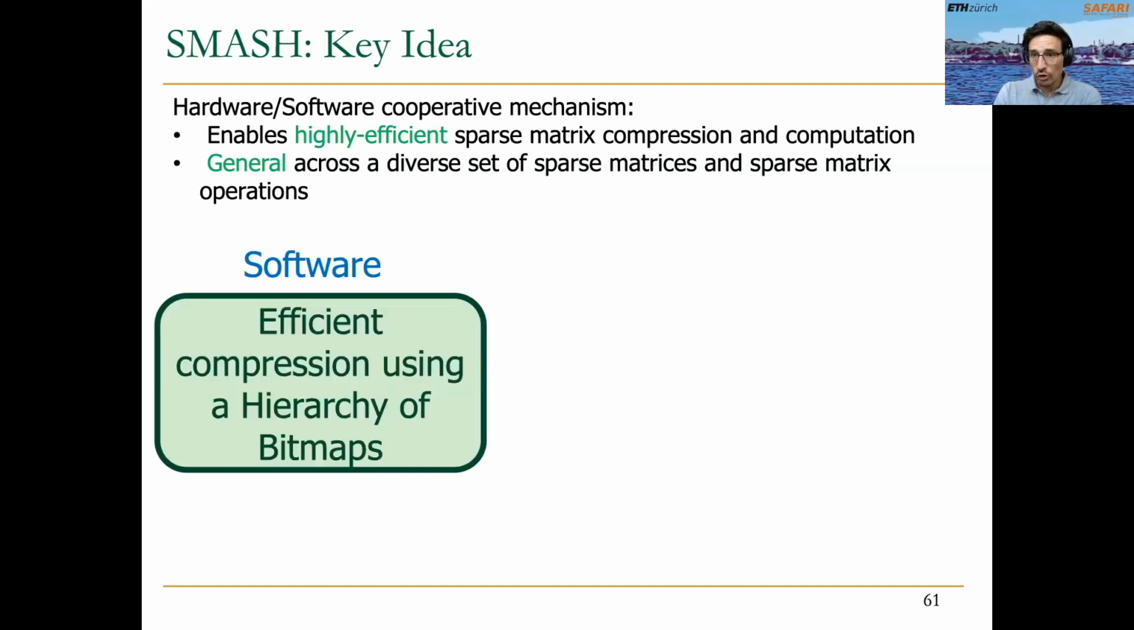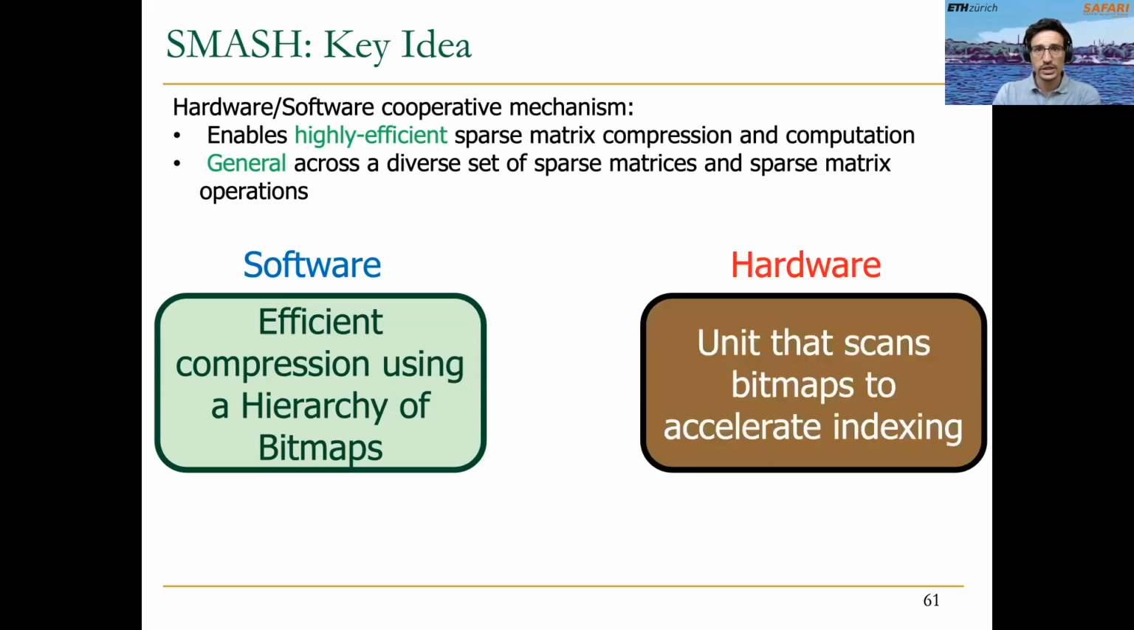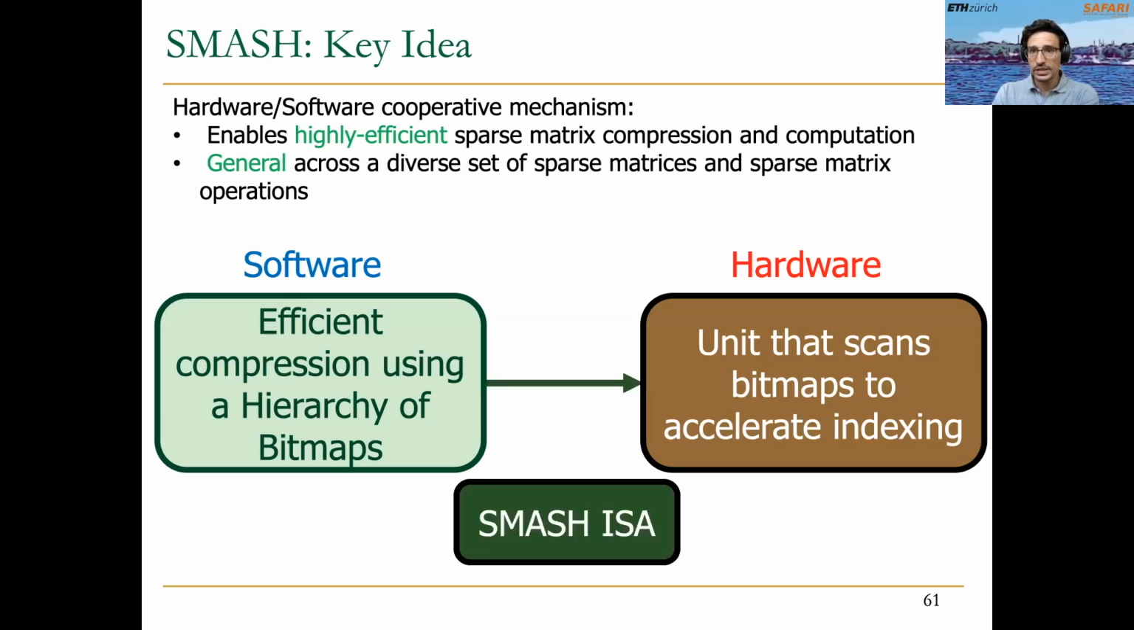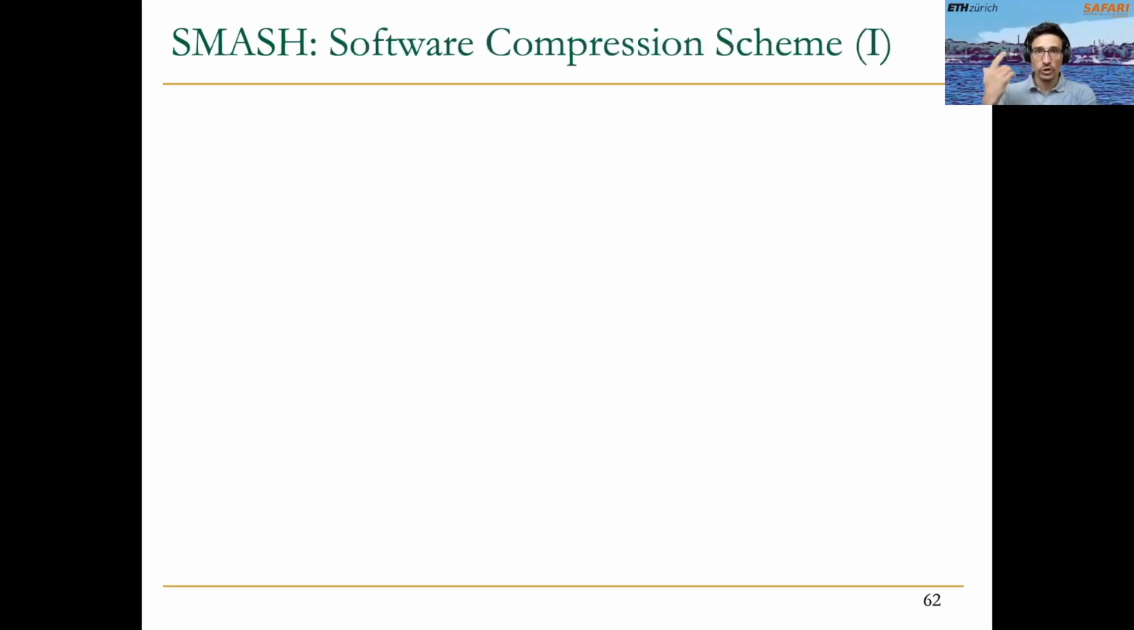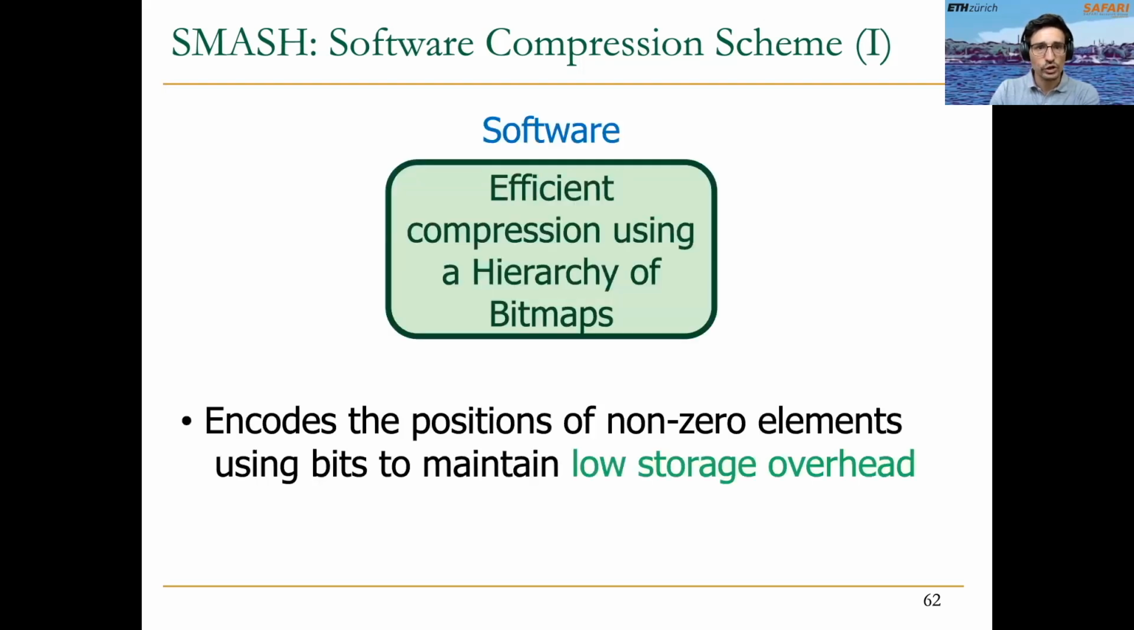SMASH is based on, on the software side, efficient compression using a hierarchy of bitmaps that we are going to discuss, and a hardware unit that scans the bitmaps to accelerate indexing. In between, we provide an ISA, some instructions to control the hardware from the software. We are going to focus on the software compression scheme because it's also applicable to our own software developments. For details related to the hardware and the architecture, the ISA of SMASH, I would recommend you take a look at the paper. The link to the paper is in a later slide. So let's focus on the software side.